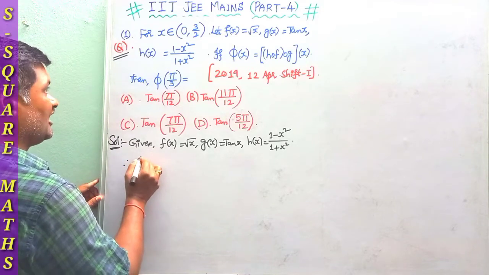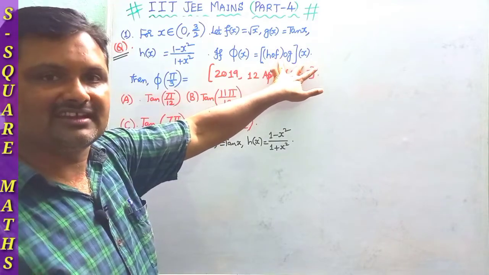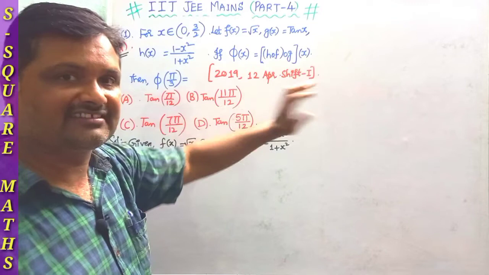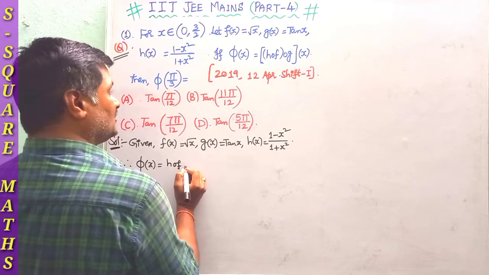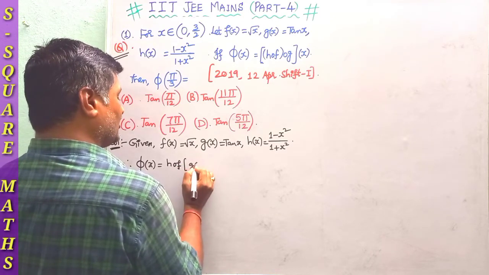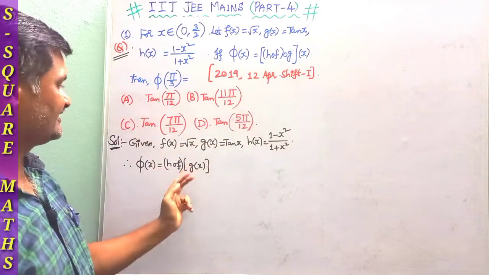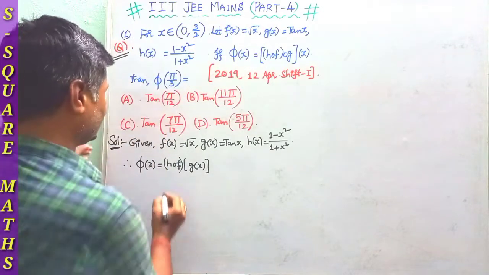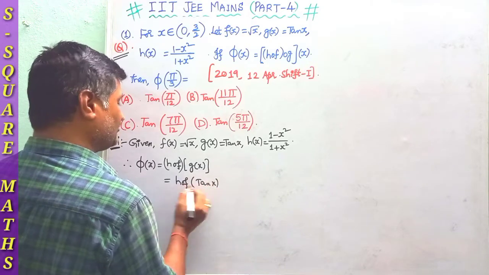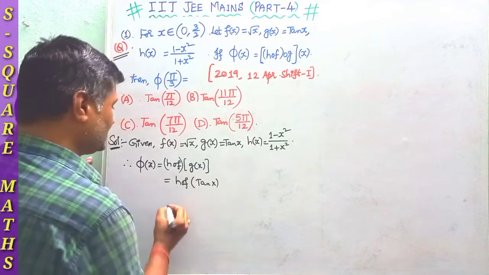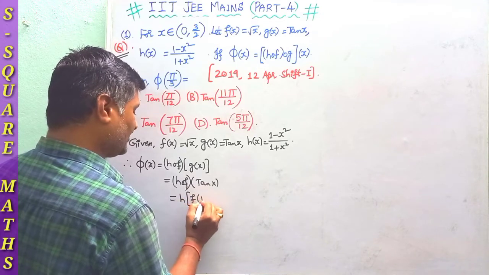Therefore phi of x is nothing but h circle f circle g of x. Let us write it in simplified form with direct steps. Our g of x is tan x, so by the definition of g of x, it is h circle f of tan x, and next I can write h of f of tan x.